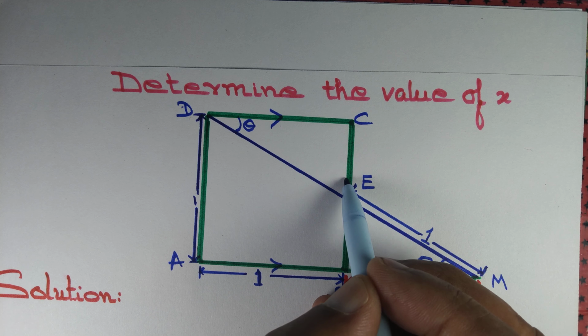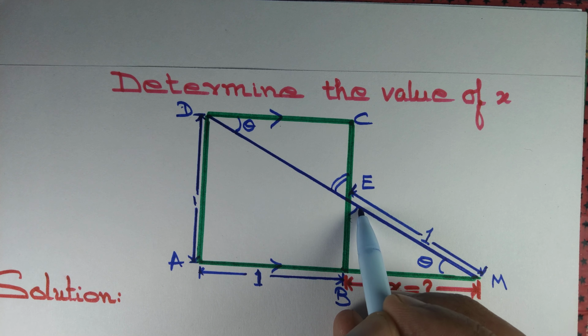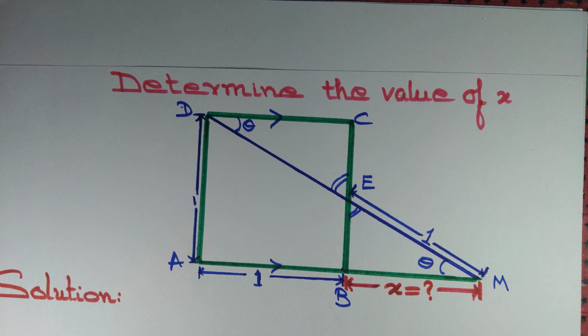Further, we notice that these two angles are vertically opposite angles, so they are also equal. So triangle ECD is similar to triangle EBM because all three angles are equal, this one being 90 degrees each. Now we can apply the property of similar triangles to say that these sides are proportional, or we can use tan theta as well. So we prefer tan theta.